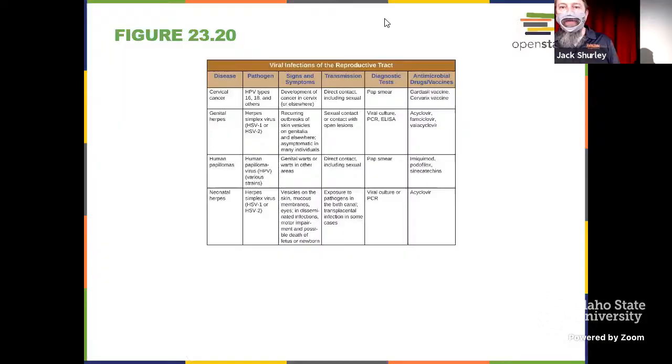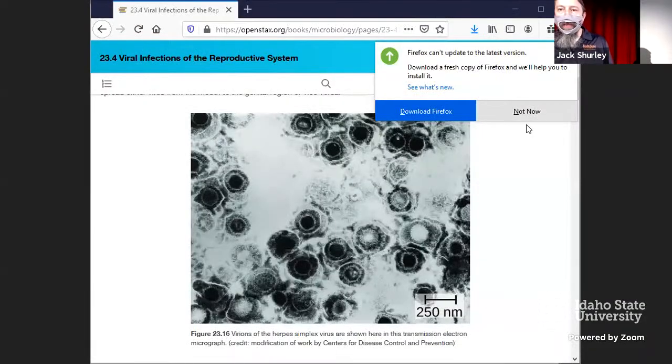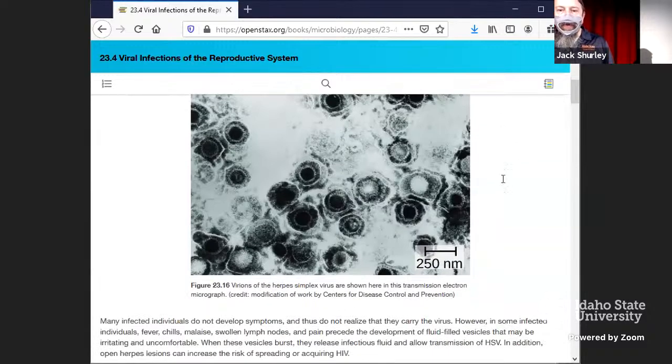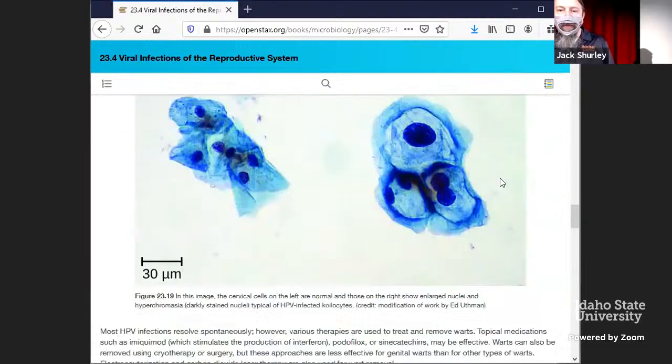I'm going to flip over to the textbook real quick, just to get a better image. Where is my OpenStax? Okay. So that was all the herpes.